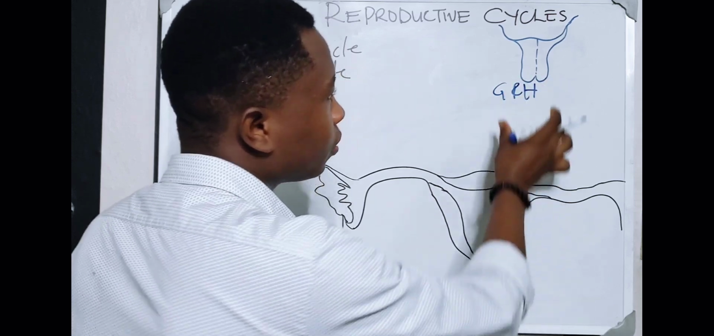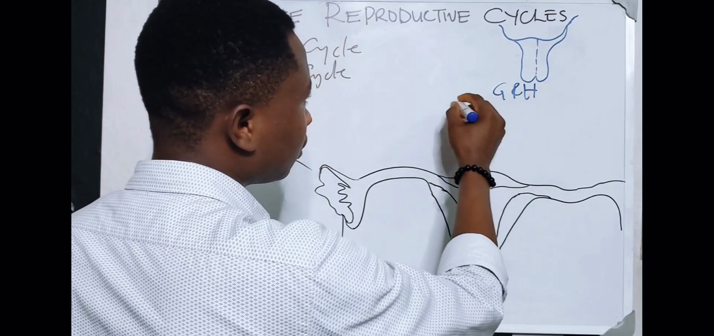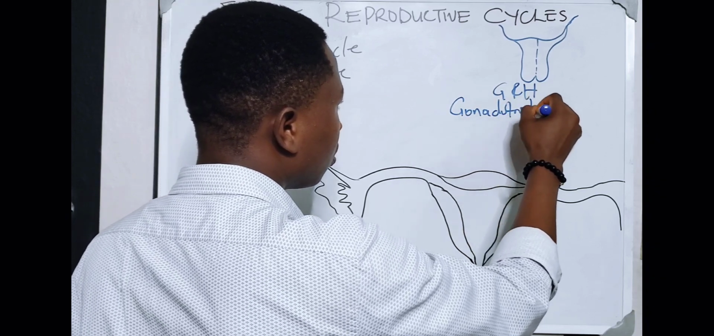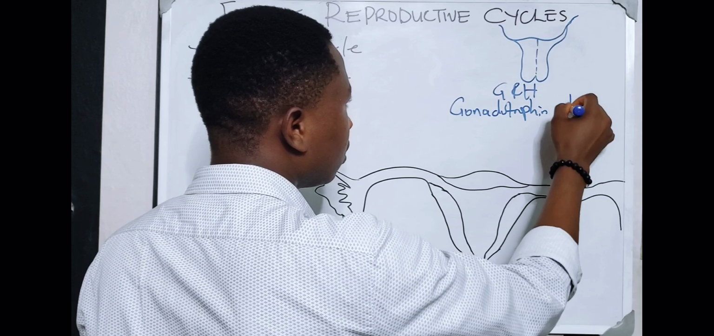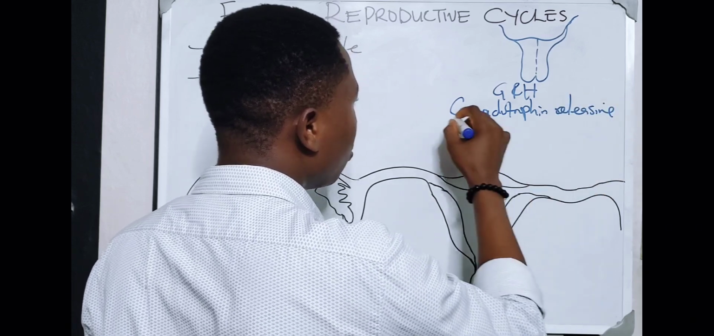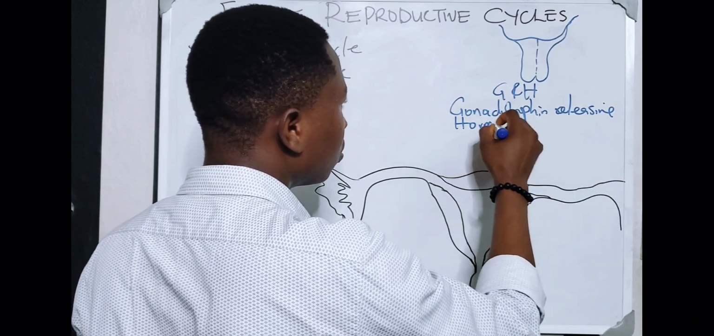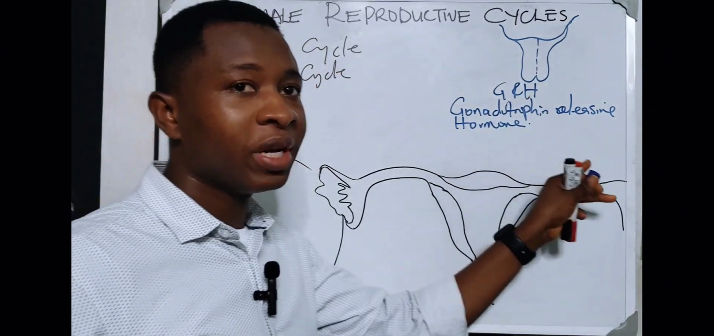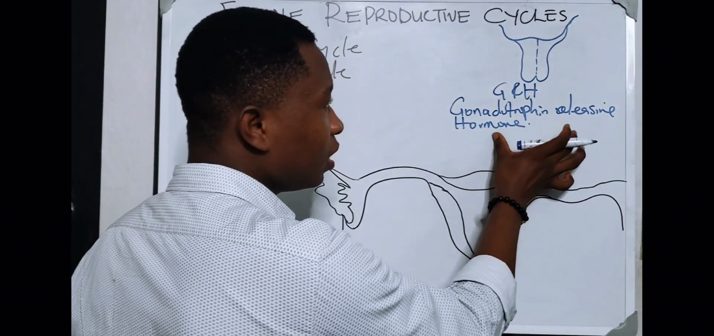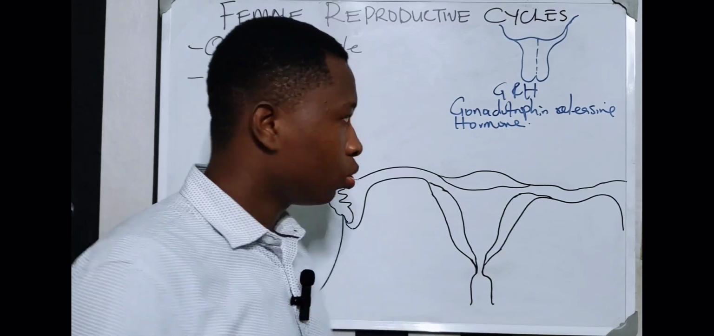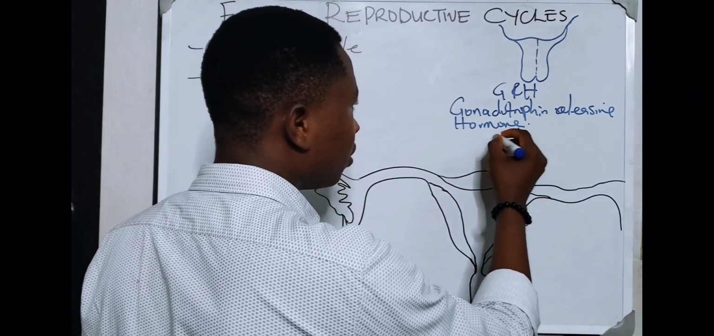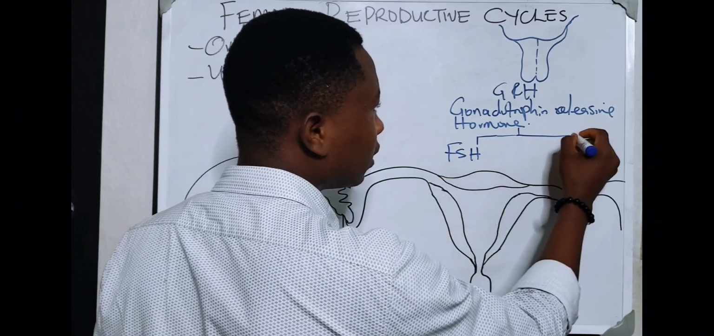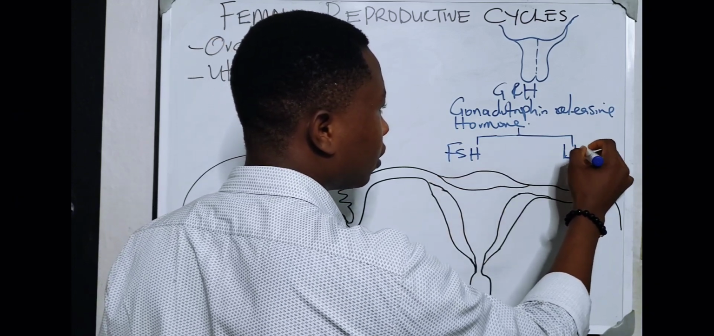Now, this pituitary gland has a function of secreting a type of hormone known as the GRH, okay? So this GRH is known as the gonadotrophin releasing hormone. Okay, so GRH stands for gonadotrophin releasing hormone. Now, these hormones are divided basically into two. We have the FSH and the LH.